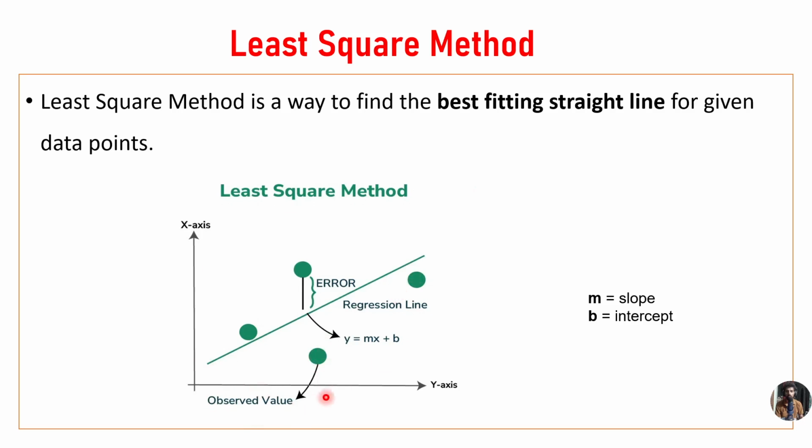Okay, so now what is going to happen in this least square method? We are going to find out the best fitting straight line. If you observe this equation, y is equal to mx plus b, in this, m is called the slope and b is called the intercept. Okay, so we'll see the next line now.